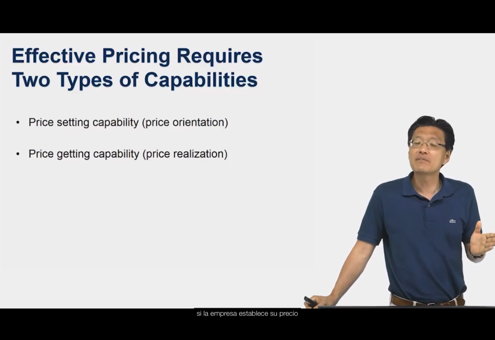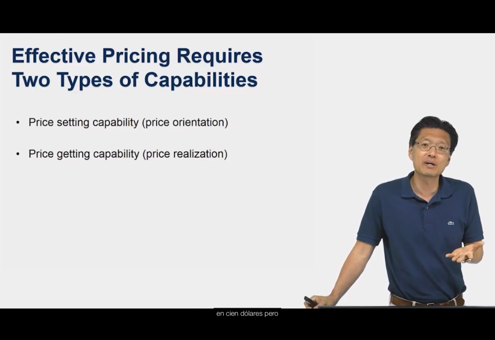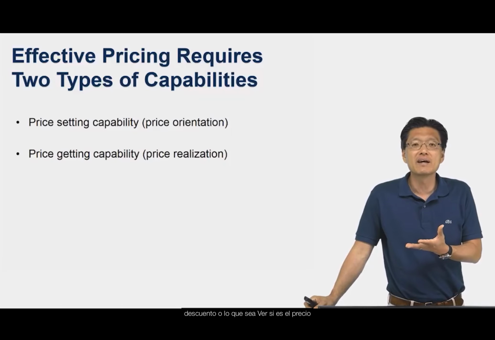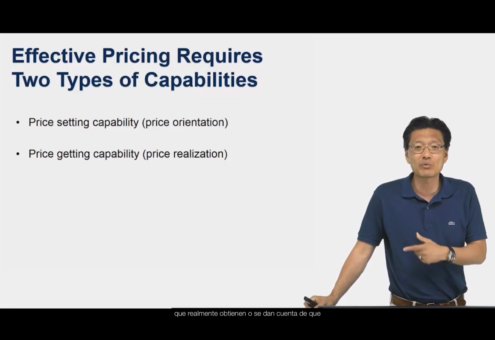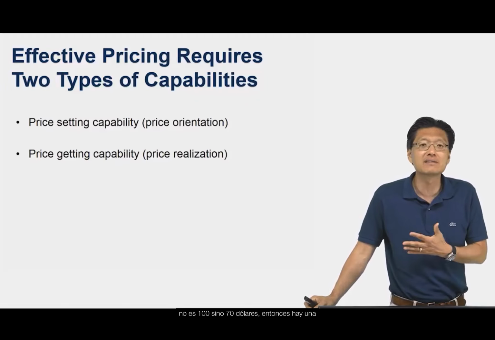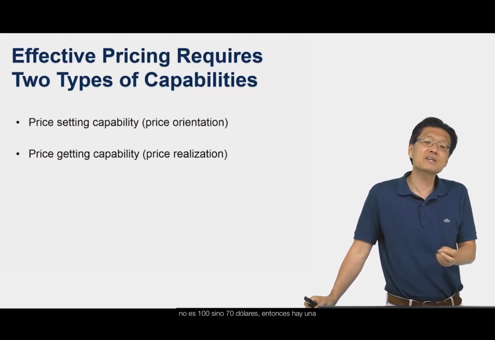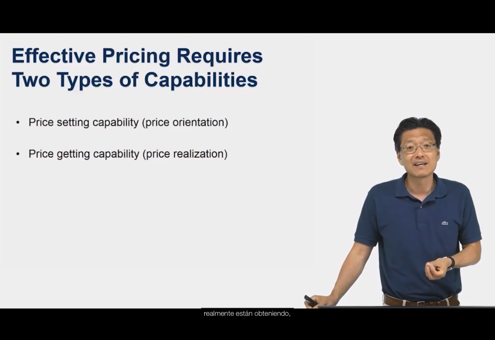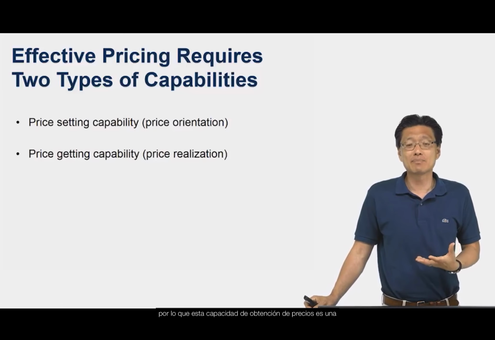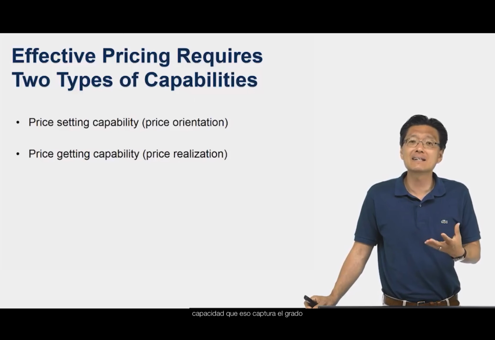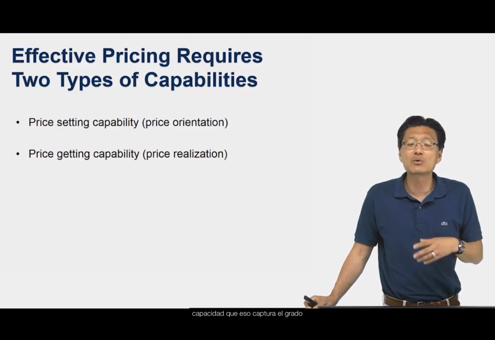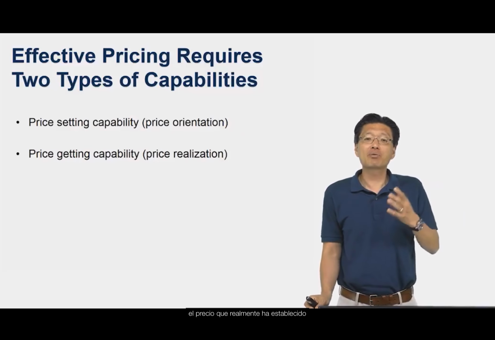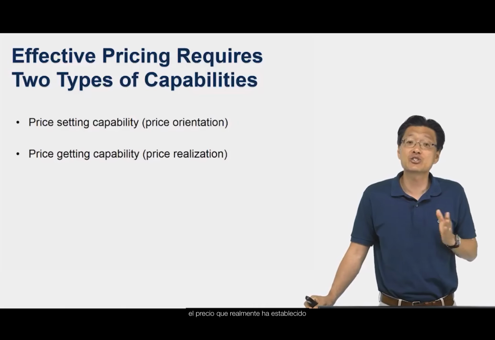So if the company sets its price at $100, but for some reason, whether it's discount or whatever it may be, the price that they actually get or realize is not $100 but $70, then there's a significant gap between the price that they've set and the price that they're actually getting. So price getting capability captures the degree to which the company is able to realize the price that it has actually set in the first place.